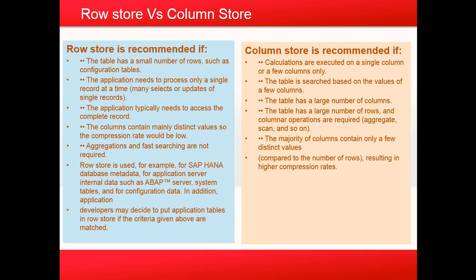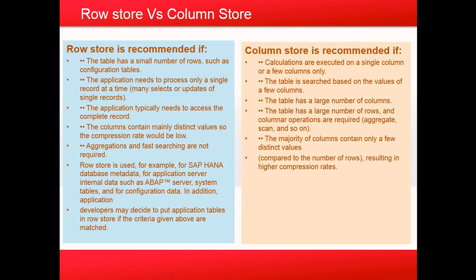Okay, so let's go into details about when it is recommended to go for a column store table and when it is recommended to go for a row store table. Here we can see in the slide when to go for a row store table. The table has a small number of rows, such as the configuration table we just saw. It's basically some of the ERP tables which store just the configuration information. Then the application needs to process only a single record at a time. That is another criterion for going for row store.